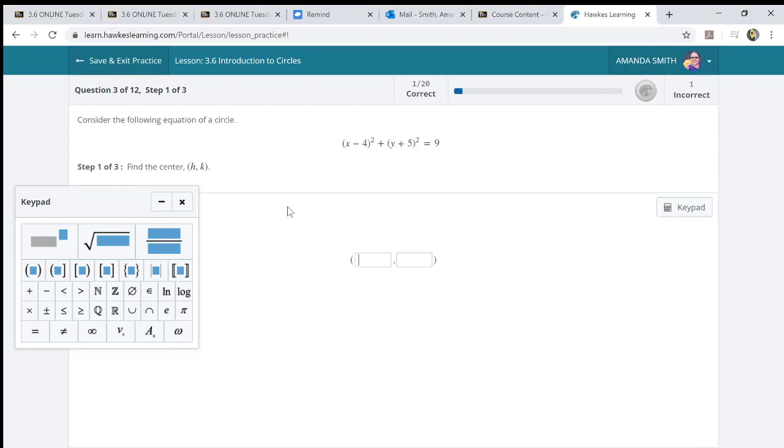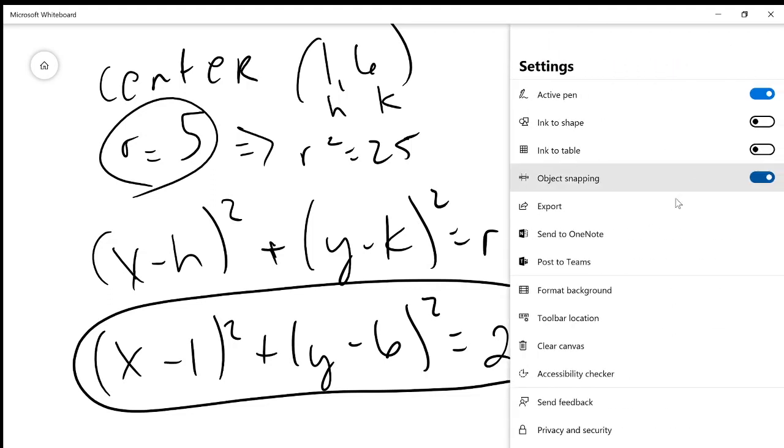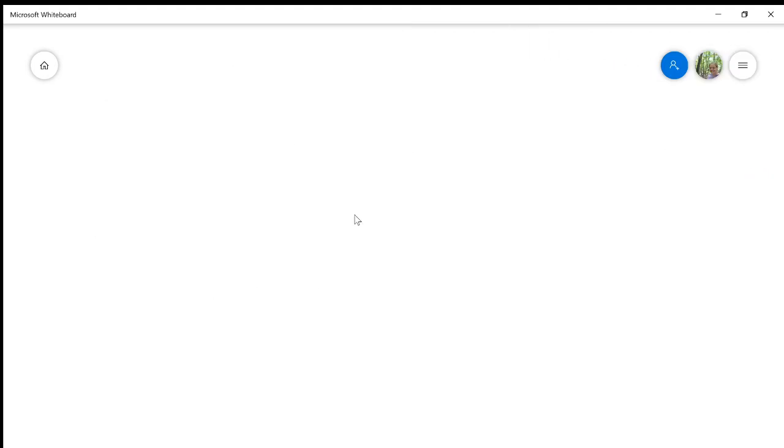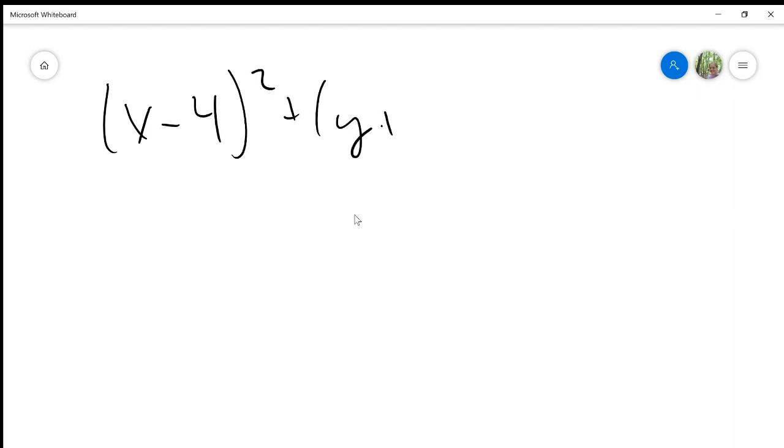Question number 3 is we're given an equation that's already in standard form, and we need to go through and pick out pieces. And so what we'll do is we'll come over here to the whiteboard, we'll jot this down, we'll take it apart, and we'll type in the information that they're asking. So it starts out (x − 4)² + (y + 5)² = 9.